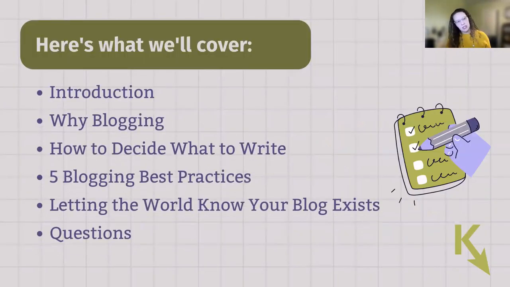So here's what we'll cover today in our time together. I'll do a little introduction of myself. We'll talk about why blogging. Why is blogging important for manufacturing companies and then other industrial companies? Once we cover that, how do you decide what to write in a blog? And then we'll cover our top 5 blogging best practices, how to let the world know that your blog exists, and I've got some time for questions if you happen to have any, so we can maybe have a little discussion. But if you do have questions along the way, please feel free to put them in the chat or in the Q&A. Katie is here, she'll see them, and then we can answer those as we go along.